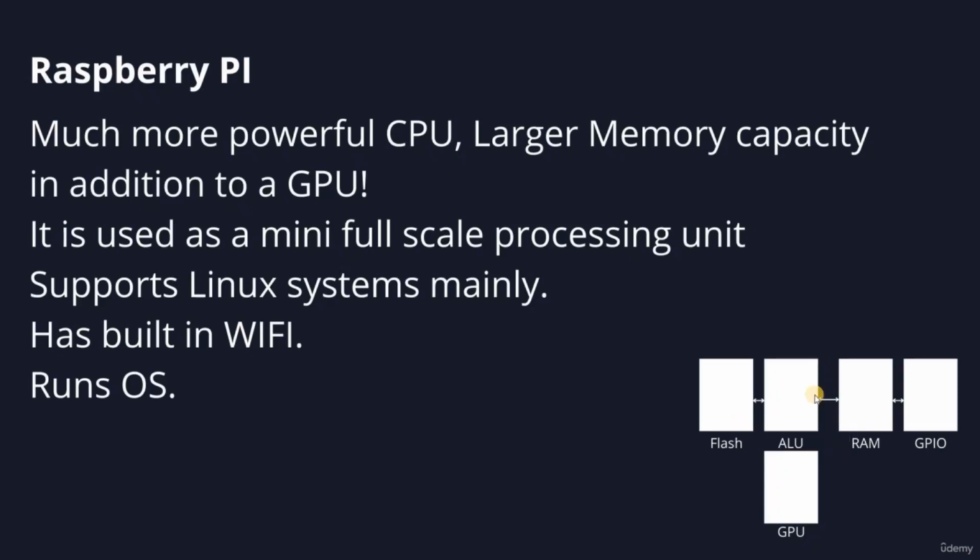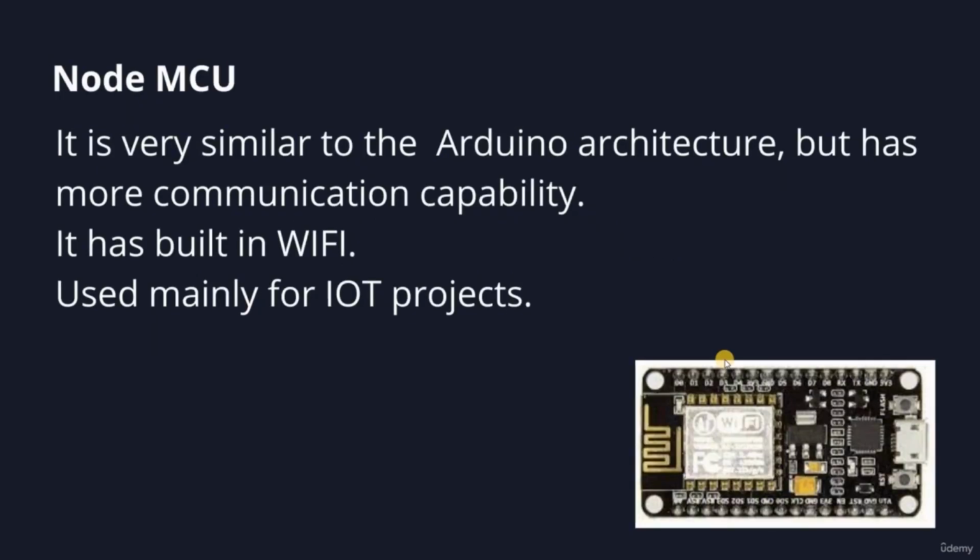And the CPU here, which is the ALU, is much, much more powerful than the one on the Arduino. So is the RAM, it's much larger. Additional thing, Raspberry Pi contains a Wi-Fi module so that you can connect to your router and then you can connect to multiple wireless devices. Now let us get into NodeMCU.